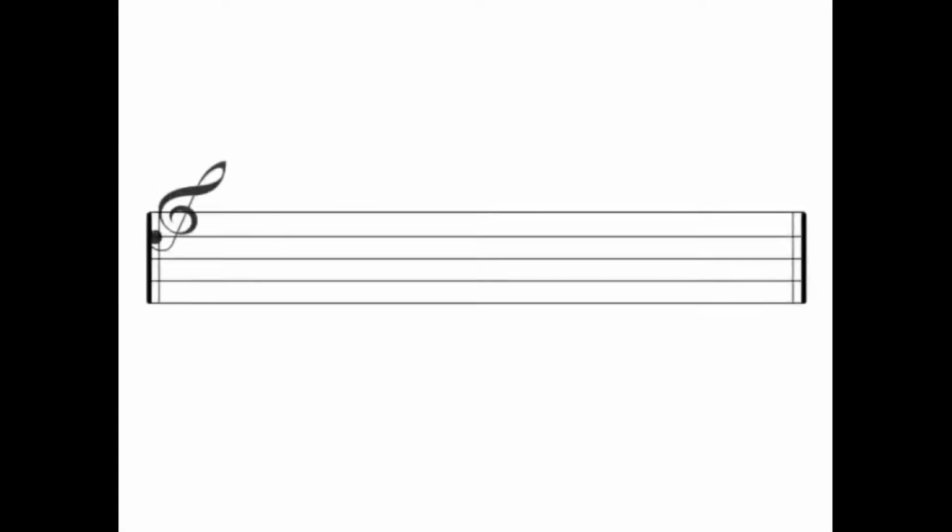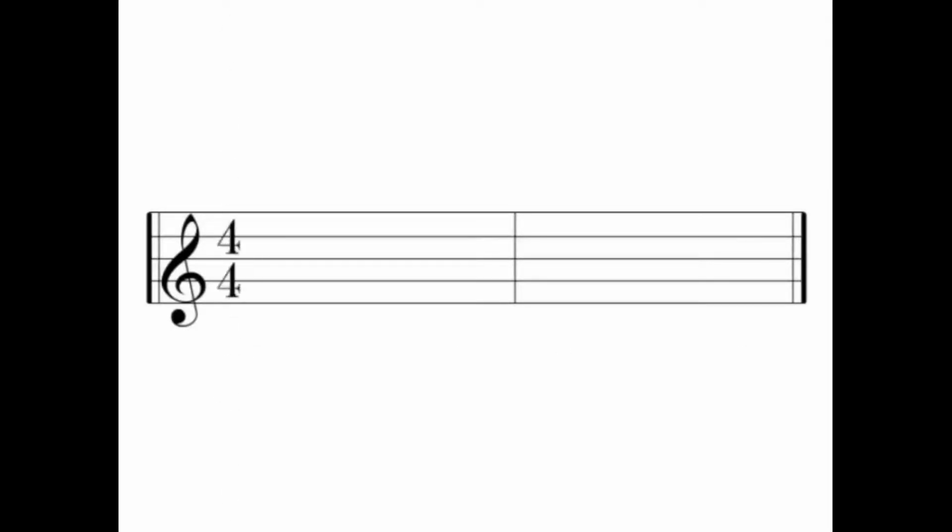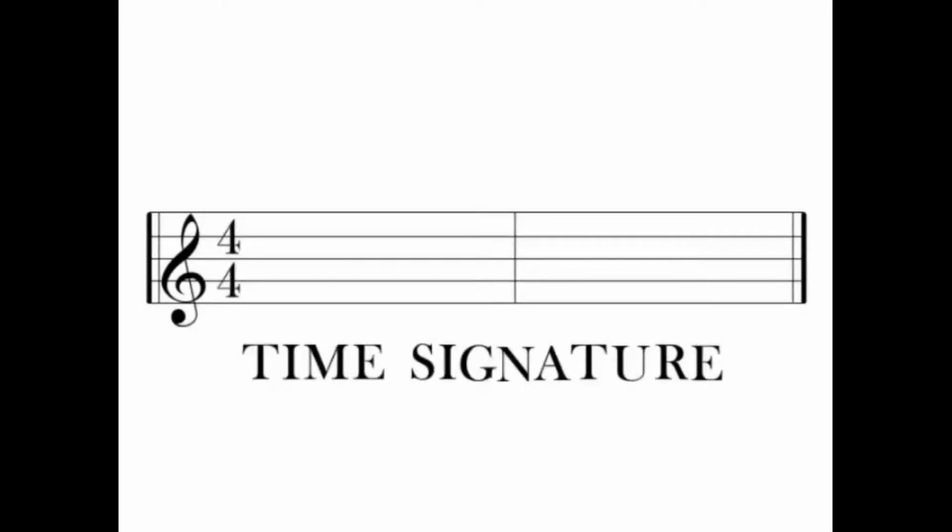So this, students, is a staff, as we know. Now we draw a line called bar line to divide this staff into two equal parts known as measure. So next we talk about time signature. Let's see a basic time signature known as 4x4 time signature.